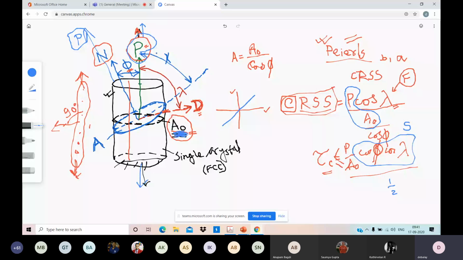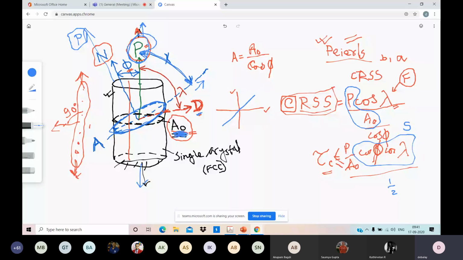First of all, your applied load is along the direction of P, and the amount of load is P. This blue colored plane is your slip plane, and this red colored direction D is your slip direction. So first you need to know how much would be the shear force acting on that particular plane along that particular direction D. How much would be the shear force? It must be a component of P.